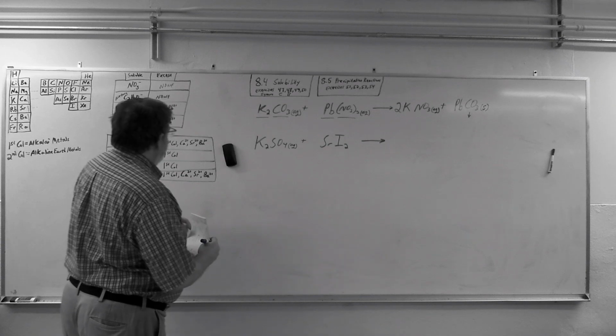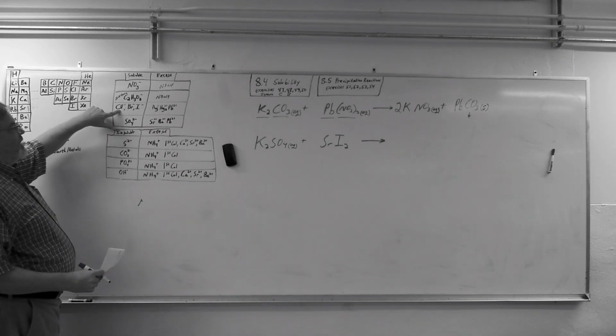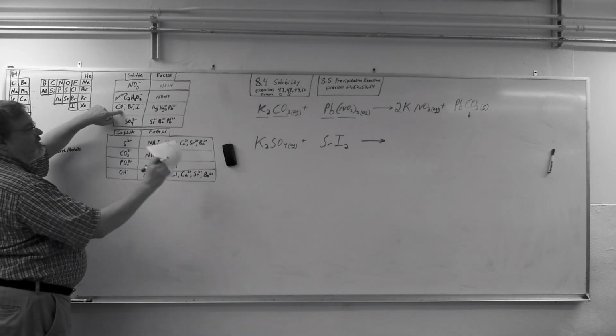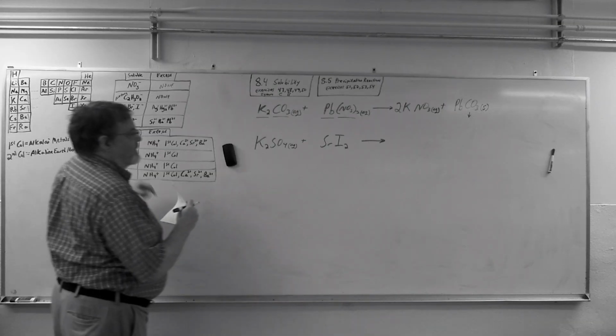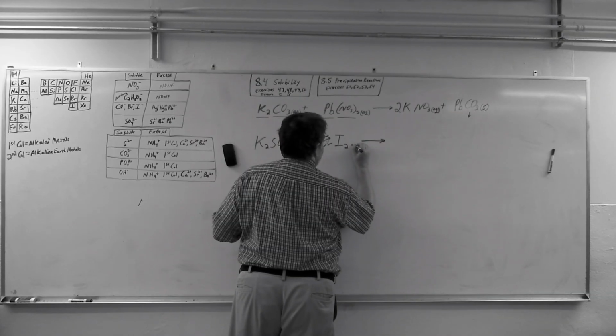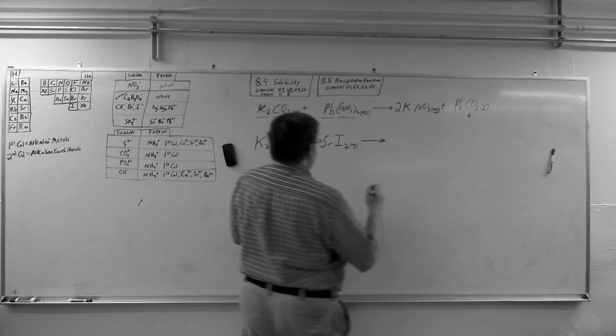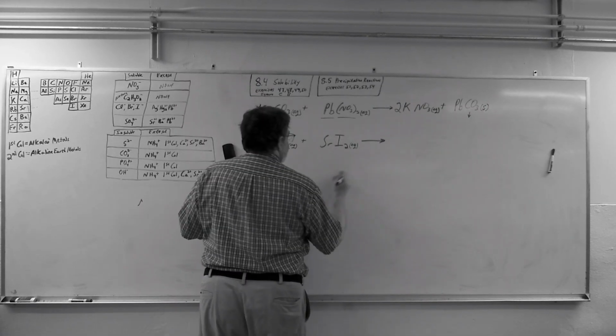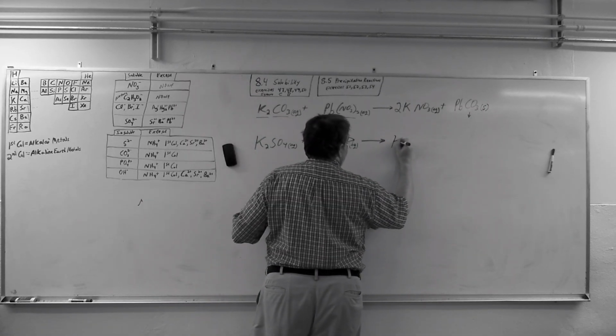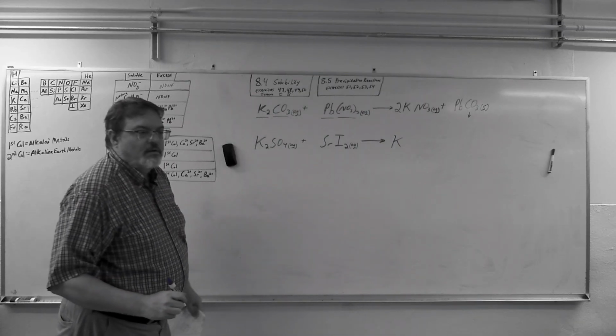K2SO4 is soluble. Anything with I in it is soluble except for these, and strontium is not in the exception, so this is soluble. So far, we're good. I hope there's some of these, but. All right, so what goes over here? K what?